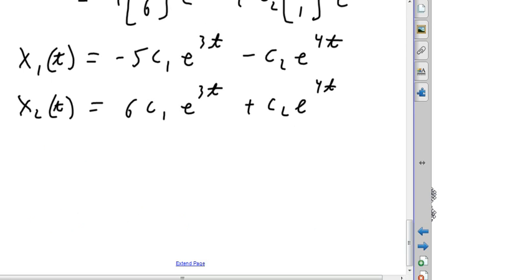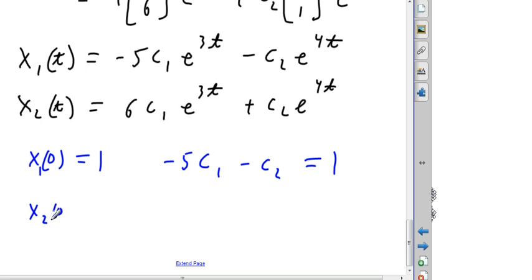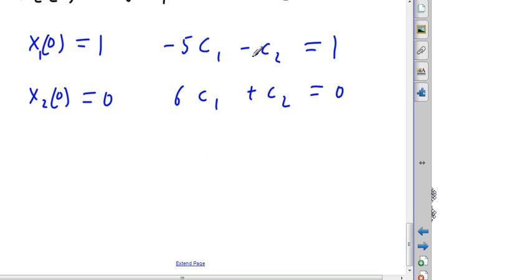I have two initial conditions. X1 at 0 is 1. So I got minus 5 c1 minus c2 is equal to 1. And then I've got x2 at 0 is 0, 6 c1 plus c2 is equal to 0. I add these together and I see that c1 is 1. If c1 is 1, then c2 has to be minus 6.